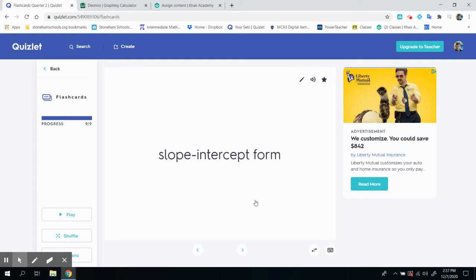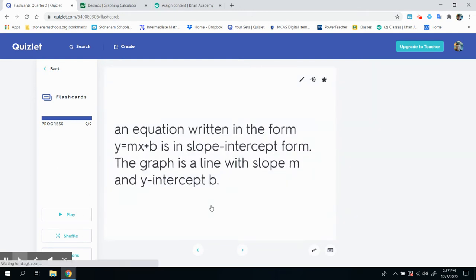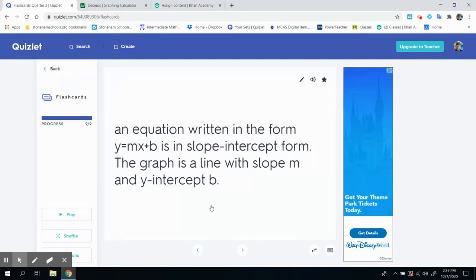All right, the word of today, guys, is slope-intercept form. You want to write down slope-intercept form. Let me show you the definition. Here's the definition. An equation written in the form y equals mx plus b is a slope-intercept form. The graph is a line with slope m and y-intercept b. If you need to pause the video to write down that definition, you should.